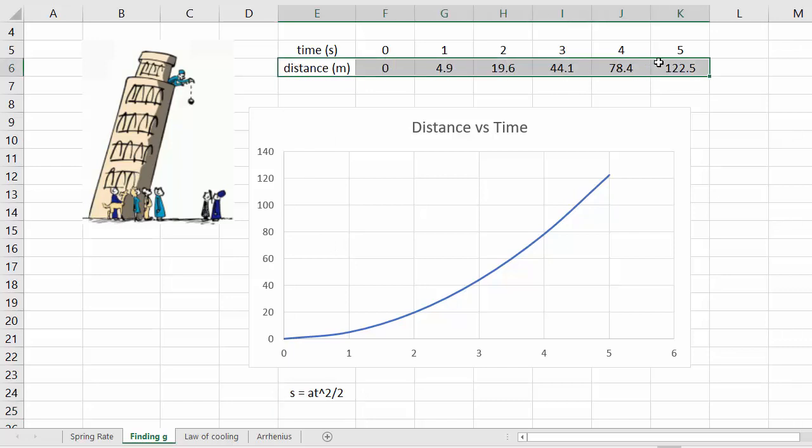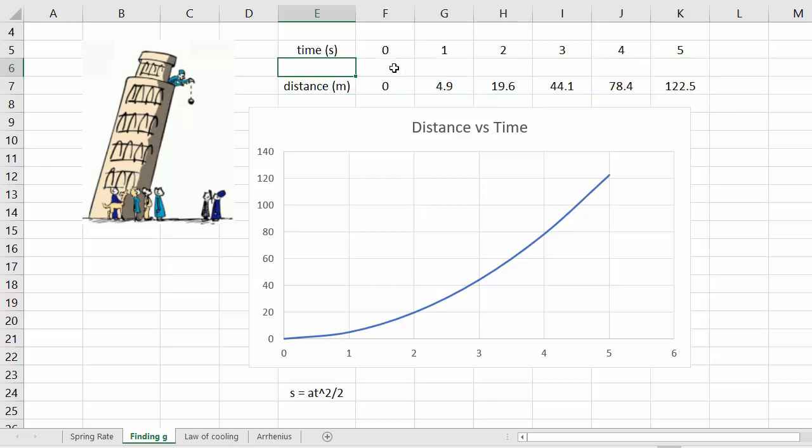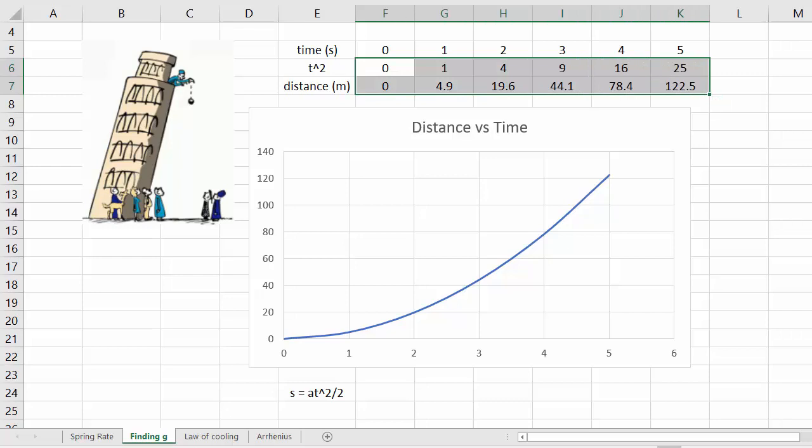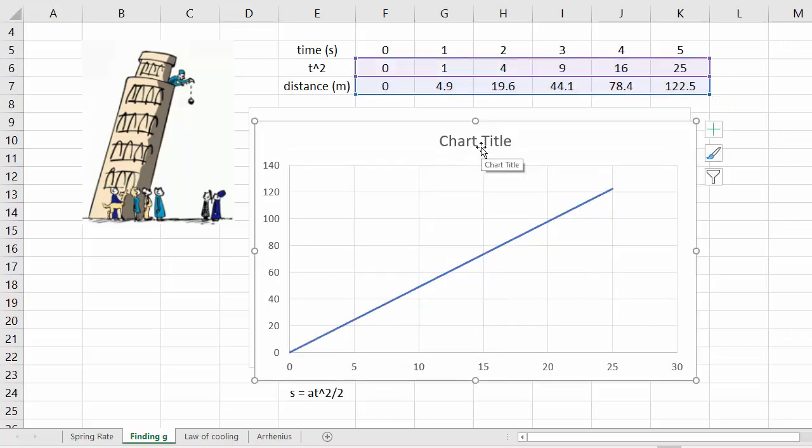So what I'm going to do is move the distance down 1, and I'm going to say that this square is equal to that times itself, which is obviously 0. Copy these across here. So now I've got time squared versus distance. So if I plot a graph of those, this time the graph is linear.